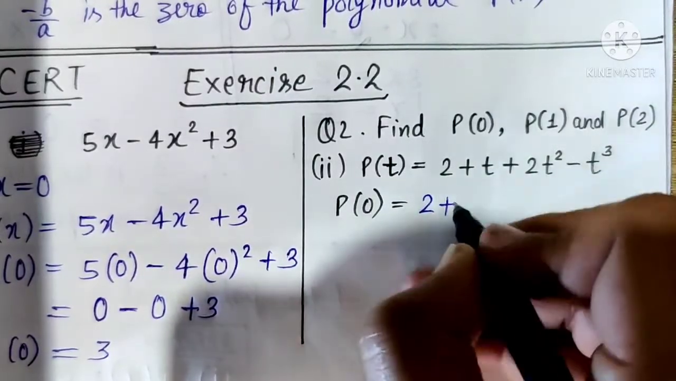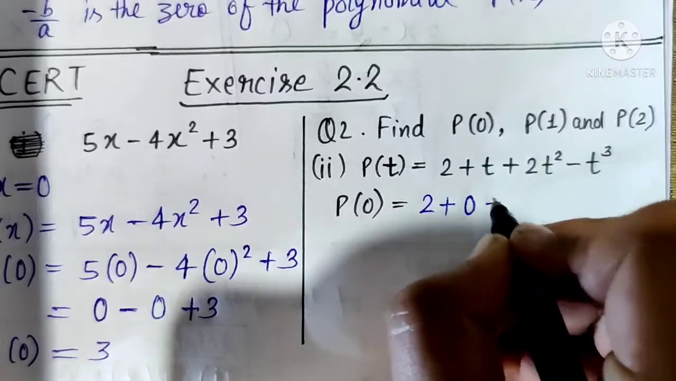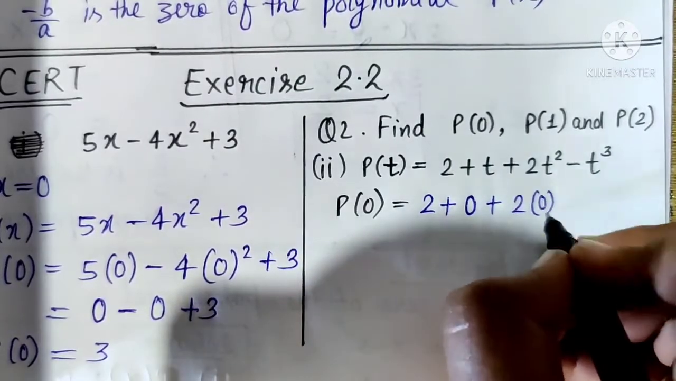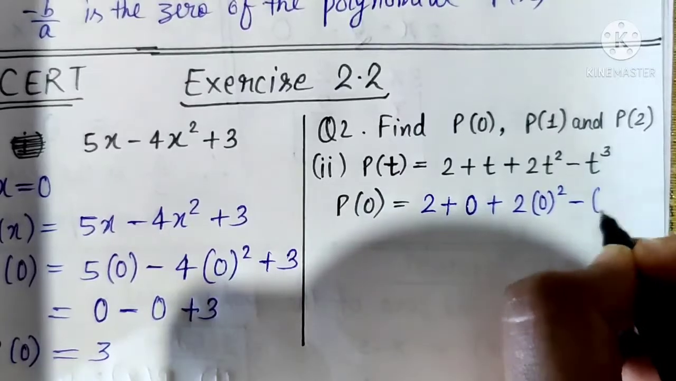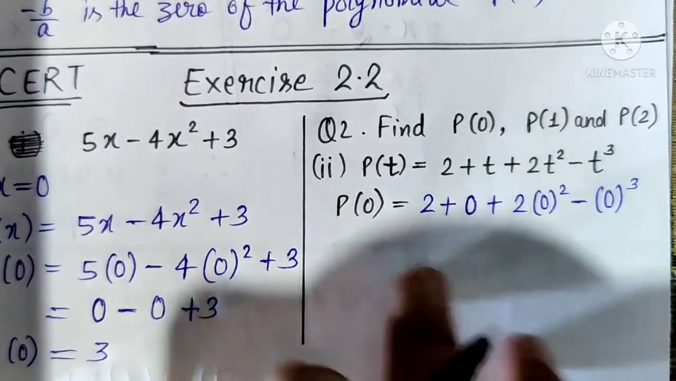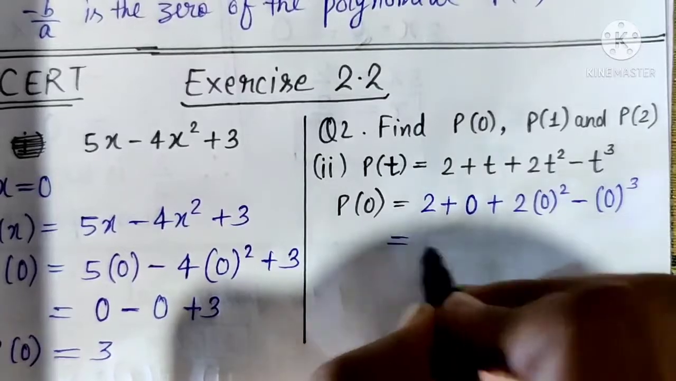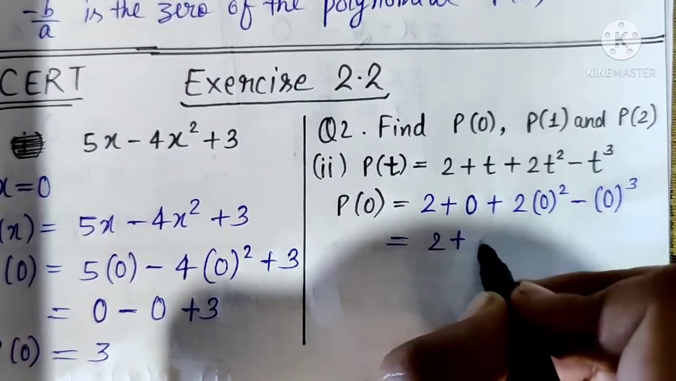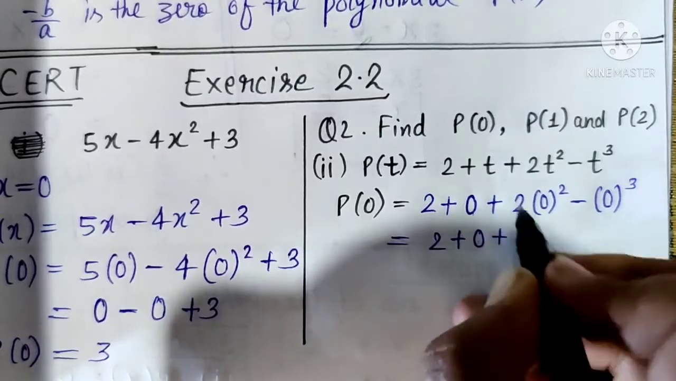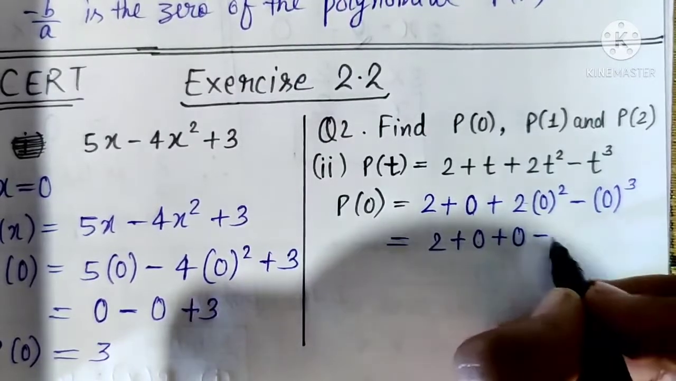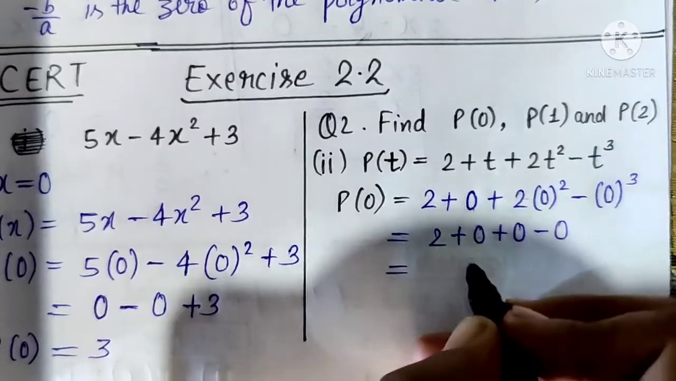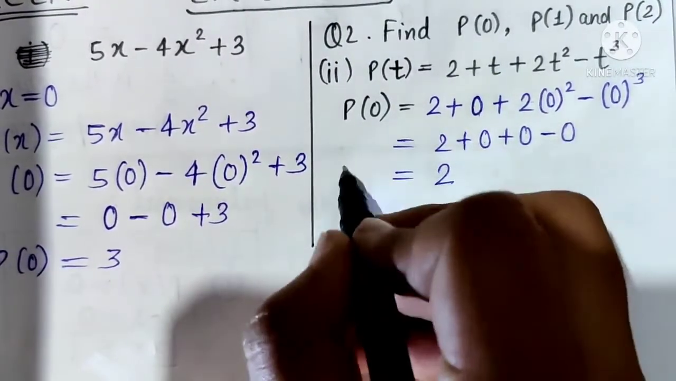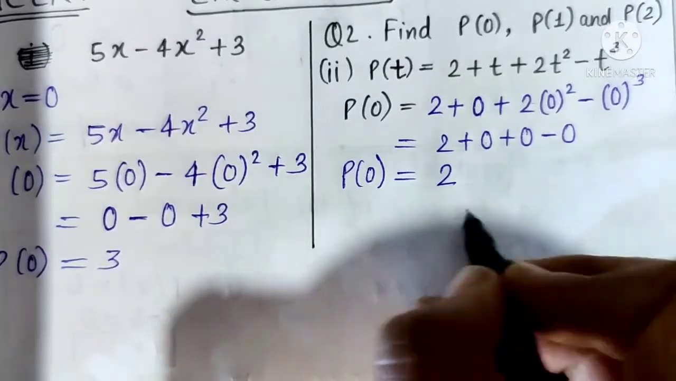What is P0? In place of t, put 0: 2 plus 0 plus 2 multiplied by t square, which means 0 square, minus t cube, which means 0 cube. So what will come? Just check. 2 into 0 is 0 only, and 0 cube is 0 as well. So 2 plus 0 minus 0 means only 2. It means the value of P0 is 2.